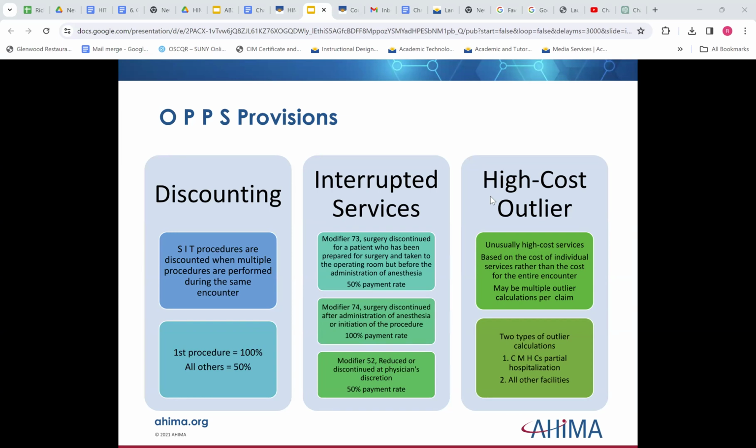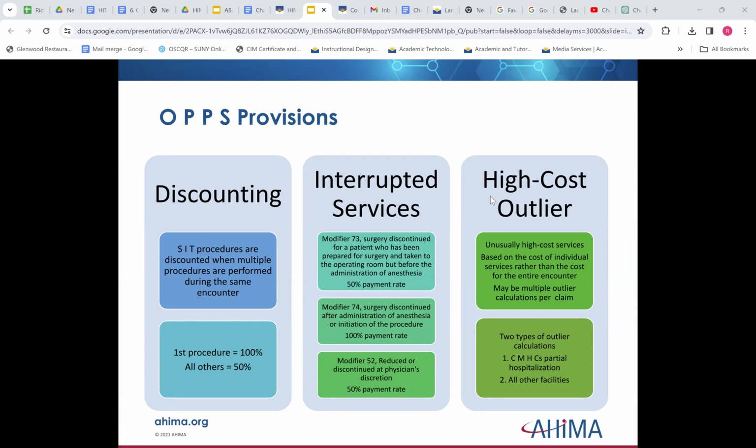Okay, we talked about how there's status indicators, and it sounds very cut and dry, but of course there are different provisions. There's discounting. So for status indicator T procedures, they're discounted when we're doing multiple procedures in the same hospital outpatient encounter. The first procedure is paid at 100%, and all the other ones are discounted 50%.